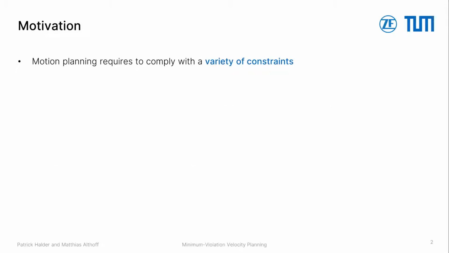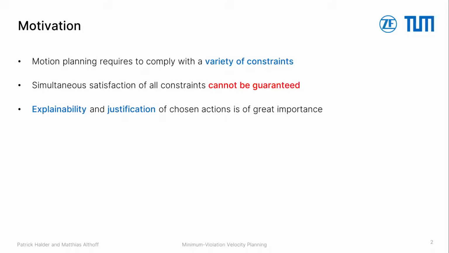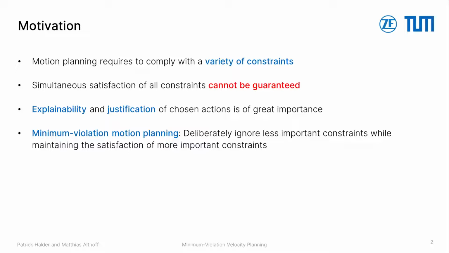Motion planning for autonomous agents requires complying with a variety of constraints like safety, traffic rules, mission specifications, and others. However, we cannot guarantee to satisfy all constraints simultaneously in all possible scenarios, for example, due to the misbehavior of other traffic participants. Nevertheless, in such situations, it is of great importance for a motion planner to produce explainable and justifiable actions. And exactly this challenge is tackled by minimum violation planning, where less important constraints are deliberately ignored, while the satisfaction of more important constraints is maintained.